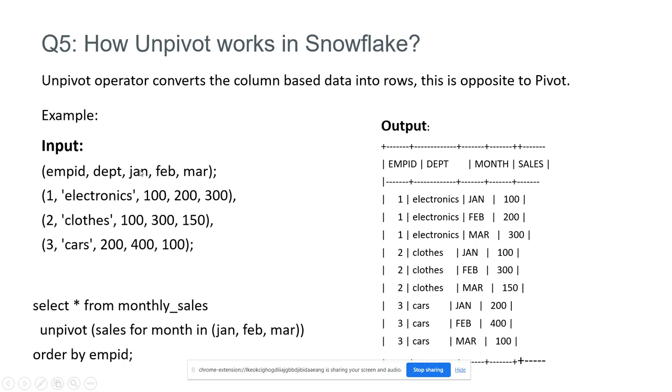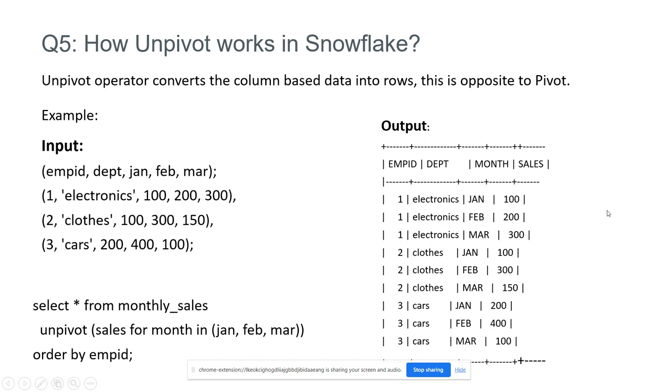If I have some 4 or 5 months and I want to see only Jan, Feb and March, I can simply apply it like this: sales for month in. It is simply the opposite of this one. There we use pivot and aggregate. Here we unpivot and see the data in different rows. So like this you can apply unpivot.